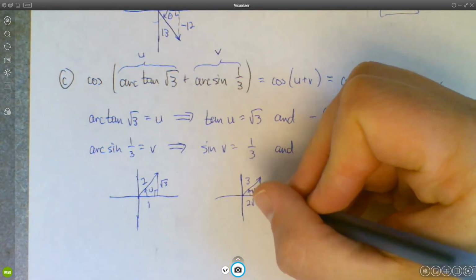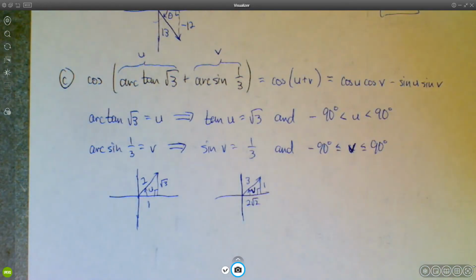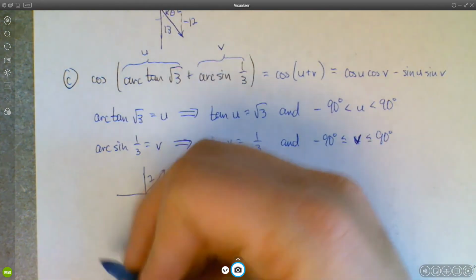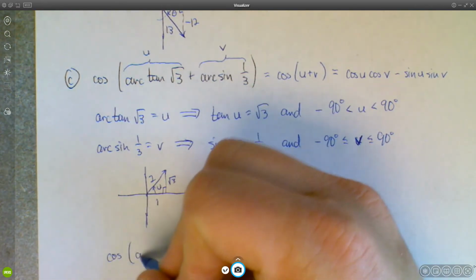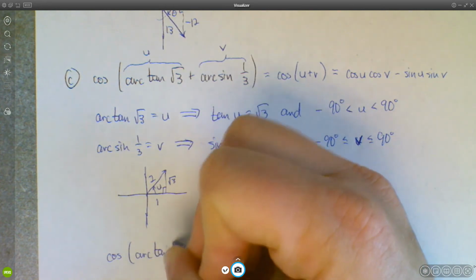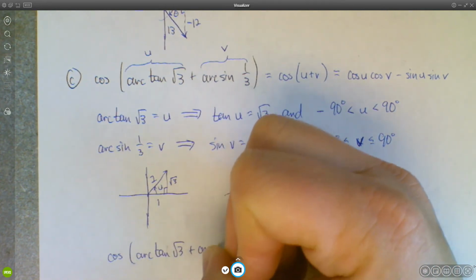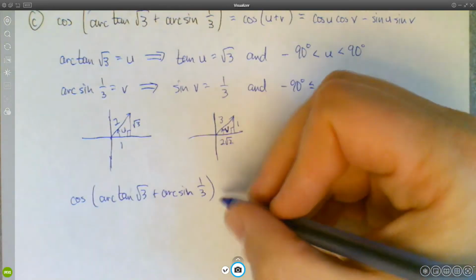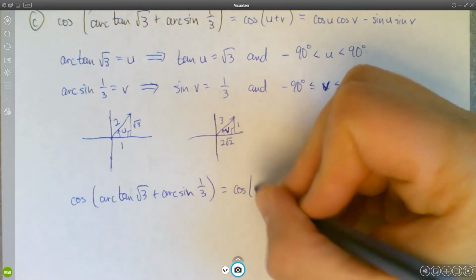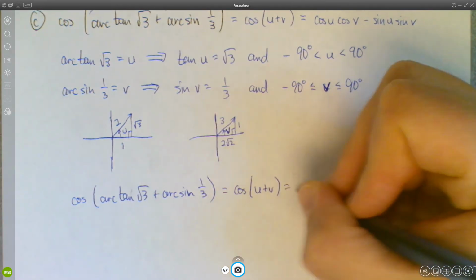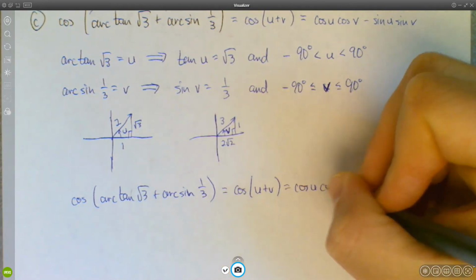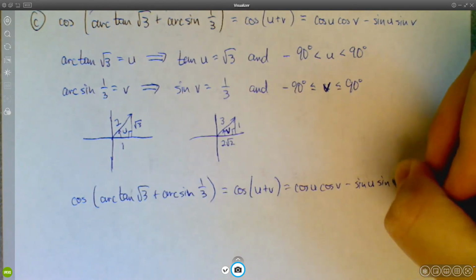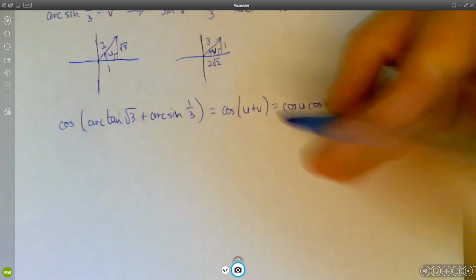Okay, this is v. Very good. So let's see. Cosine of arc tangent of root 3 plus arc sine of 1/3 equals cosine of u plus v, which equals cosine u cosine v minus sine u sine v. And now we know what that equals, right?